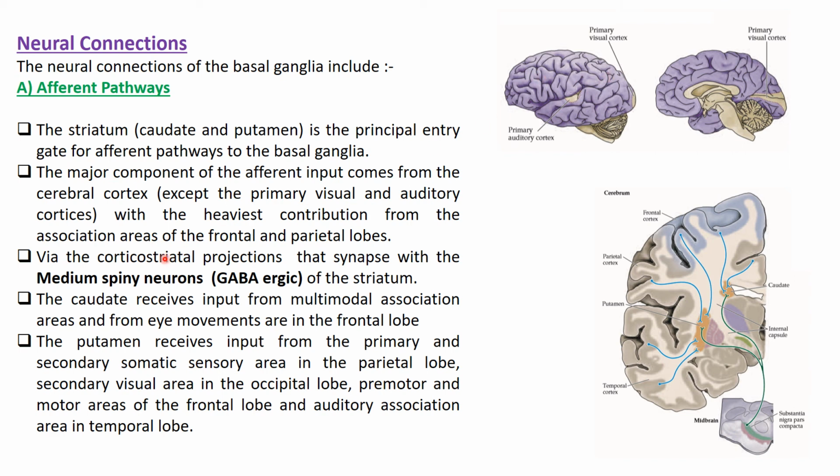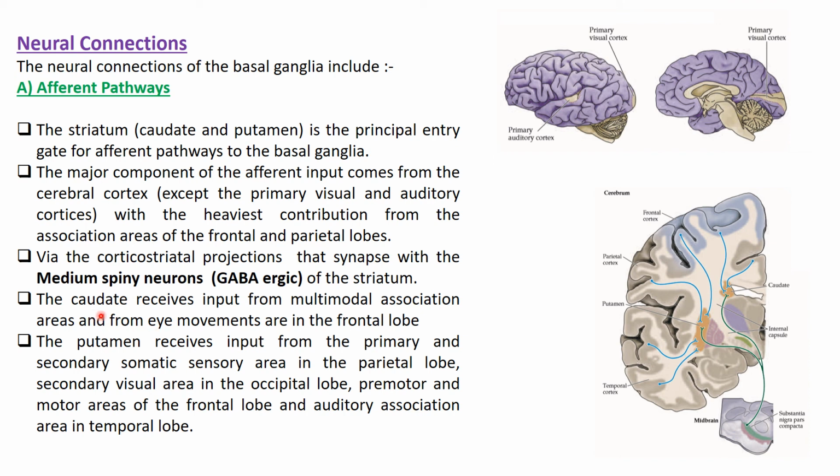If we look at the cortico-striatal projection, this means that the fibers coming from the cerebral cortex going to the caudate and putamen, or the striatum, are named the cortico-striatal projection. Usually they synapse with a certain type of neurons called the medium spiny neurons, and these neurons are GABAergic neurons. So the corticostriatal fibers synapse with the medium spiny neurons of the striatum, which are GABAergic.